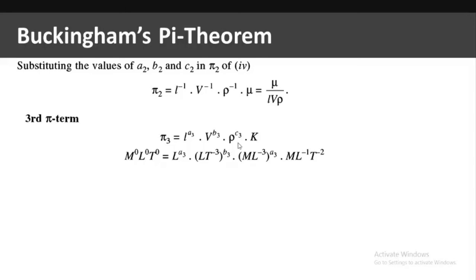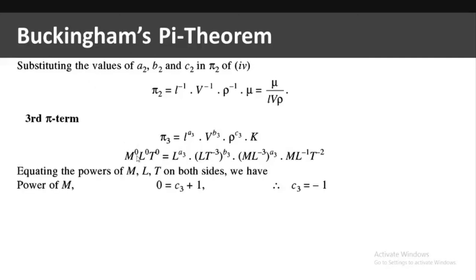Okay, rho to the power c3, so it is M1 L minus 3 to the power c3. Then K, K का dimension put करना है, so M1 L minus 1 T minus 2. Okay, remember, for solving the problem ये dimension आपको याद होने चाहिए. Okay, because ये unit का नाम ही है dimensional analysis. यहाँ पे हम dimensions के बीच में mathematical relations form करते हैं.